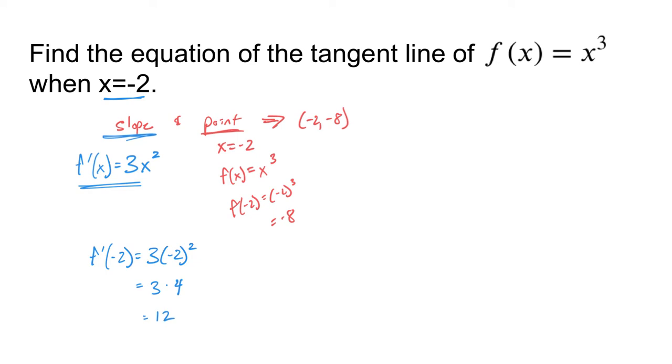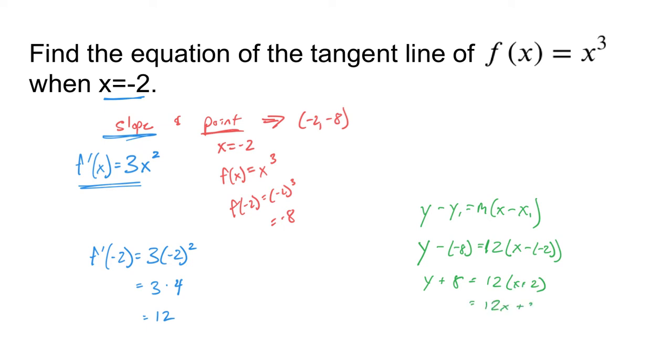So my equation, when it's all said and done, let's see here, y equals, or I'll use y minus y1 equals m times x minus x1. I'll use point slope form. So that'll give me y minus -8 equals 12 times x minus -2. Let's see here, that'll give me y plus 8 equals 12 times x plus 2, or 12x plus 24. Final answer will be y equals 12x plus 16.